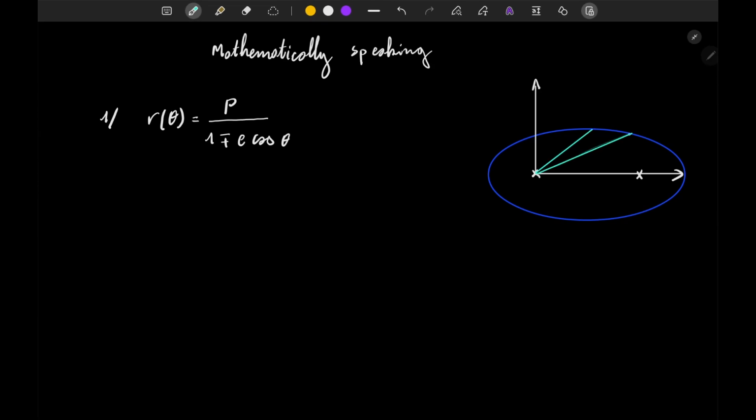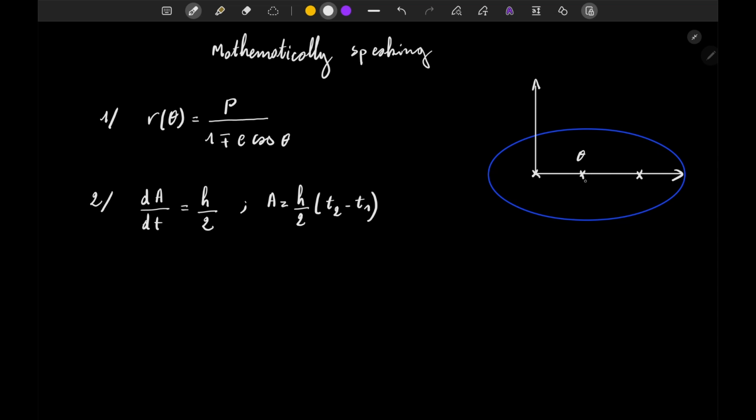To explain the second law, imagine an object moving on an elliptical trajectory. The area swept by that object in equal intervals of time is equal. In other words, the time derivative of the area is constant. It turns out that dA over dt equals h over 2. h is just the specific angular momentum, which is a constant in our case, and the area swept is equal to h over 2 times the time interval.